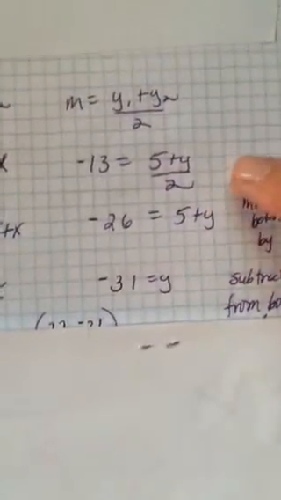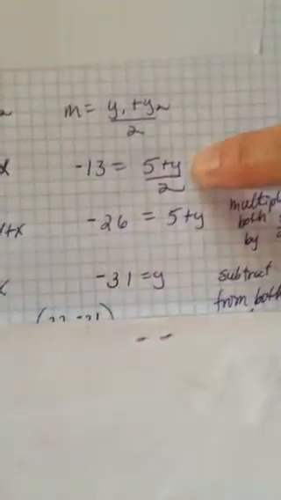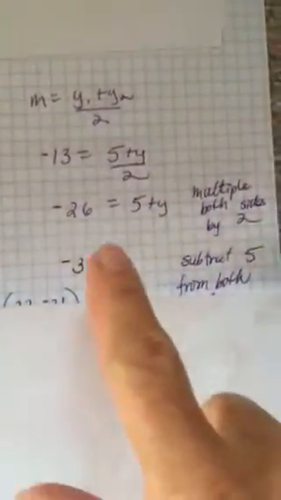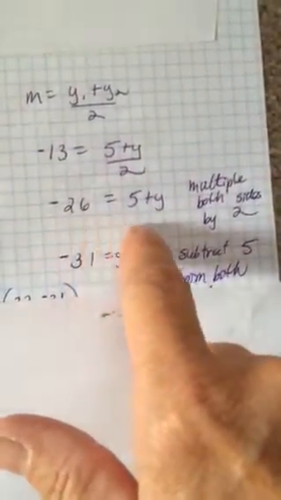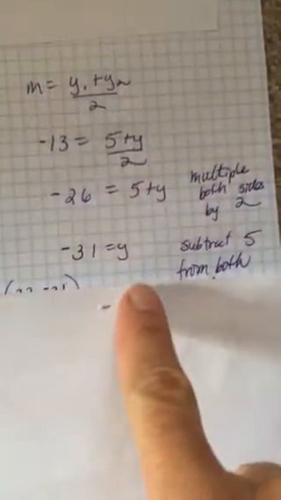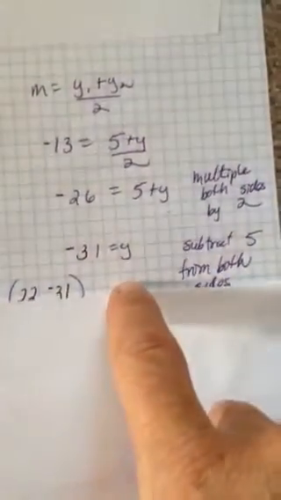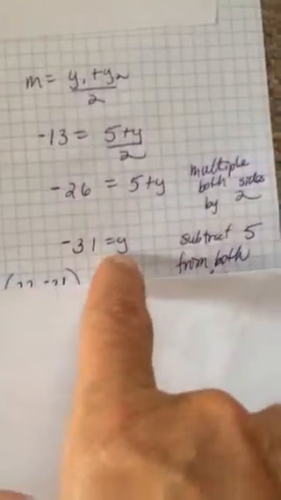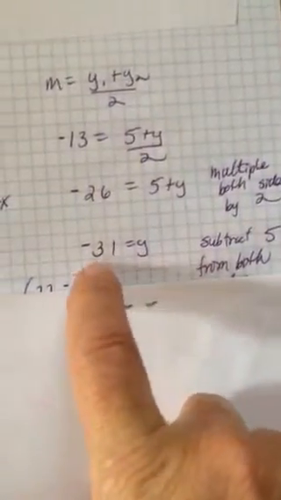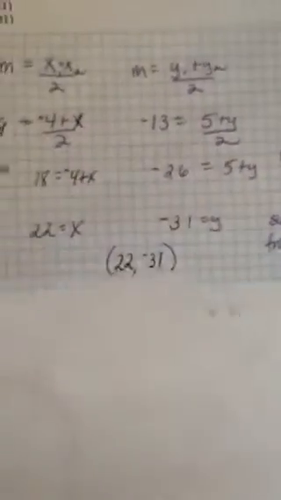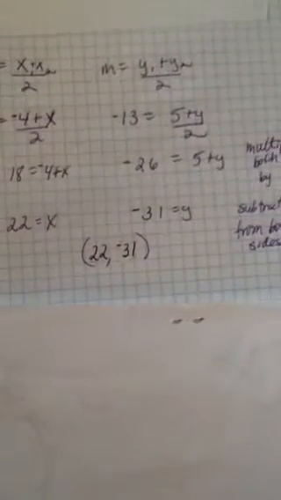For my y's, up here I'm going to multiply both sides by 2, so I can get rid of that 2. And that gives me -26 equals 5 plus y. And now I'm going to subtract 5 from both sides. And when I do that, now y is isolated. It's all by itself. And on this side I get -31. So the answer is 22, -31.